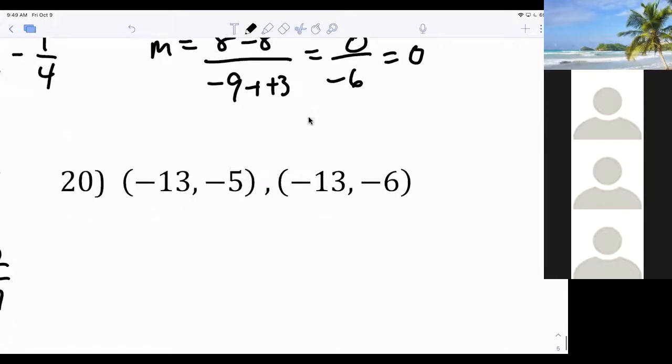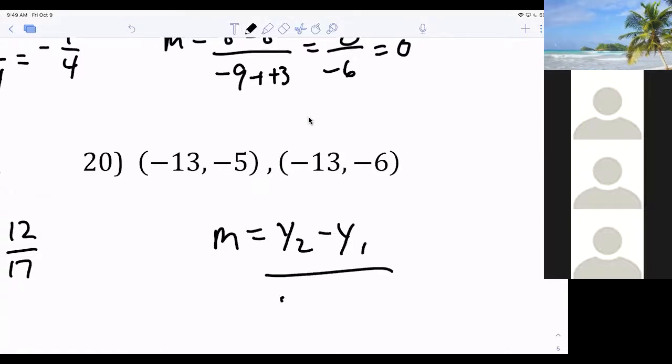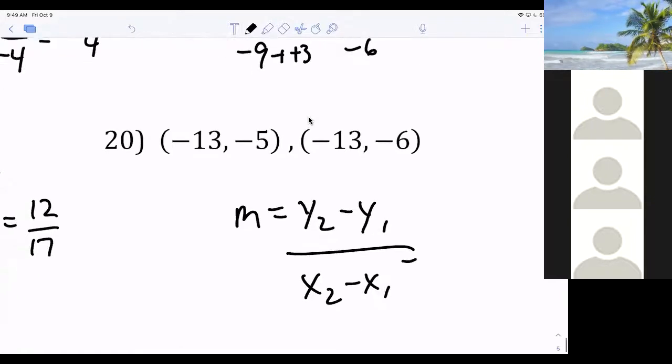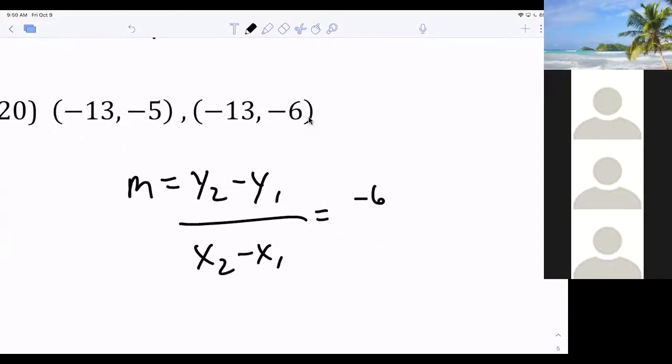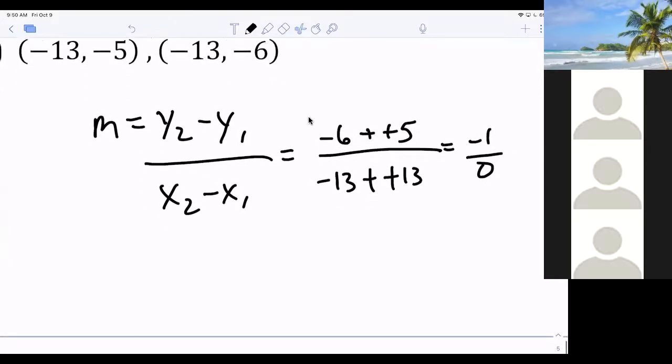All right, now let's do 20 because I don't want to be complaining and making fun of people. So here we go. 20, m equals y2 minus y1 over x2 minus x1. Let's calculate this. Negative 6 minus negative 5 over negative 13 minus negative 13. Uh-oh. Now I have negative 1 over 0. So that is our what? Undefined.